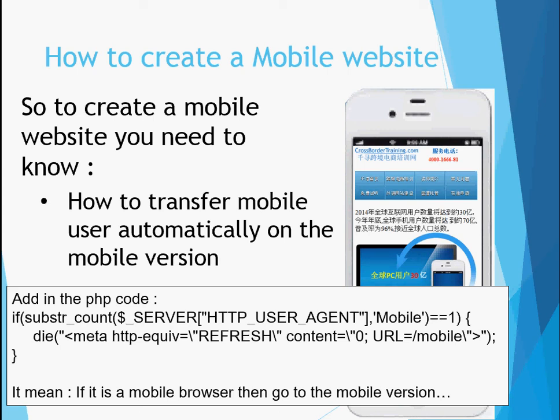For this, you just need to add to the PHP code of the normal website these 3 lines, actually 2 lines. If you see the word mobile in the user agent, then you transfer them to the mobile version, and that's all.